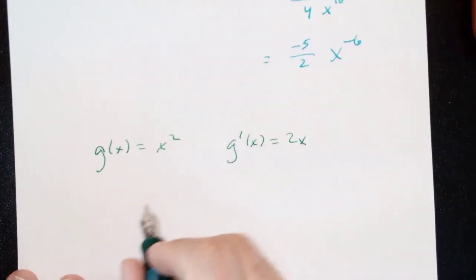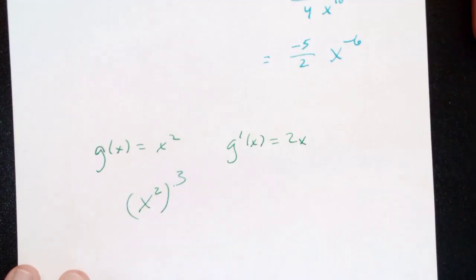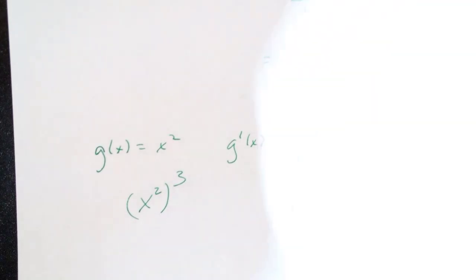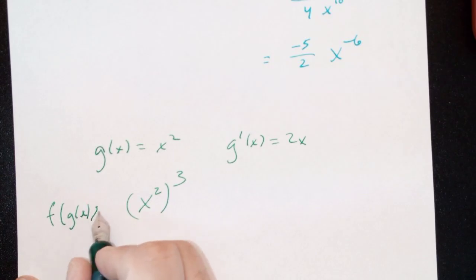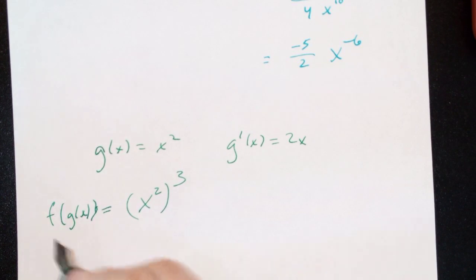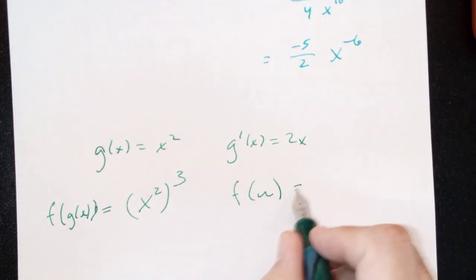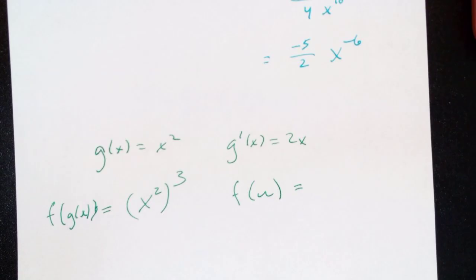I'm going to do x squared cubed. The inside part is the x squared. The outside part is thing cubed. This is f of g of x, because the g of x is on the inside, right? So wait a minute. If that's the case, then if I were to write f of u, what is the formula for f of u?